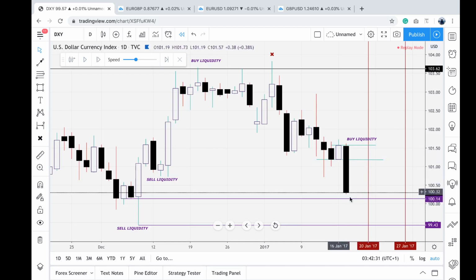I'd rather sit out of the marketplace. But what I want to see first on the sell side is 100.14 being tapped potentially before we make a potential reversal back into this bear candle. Or we could even just straight up plow through this level into 99.43. Let's see what the market actually does.